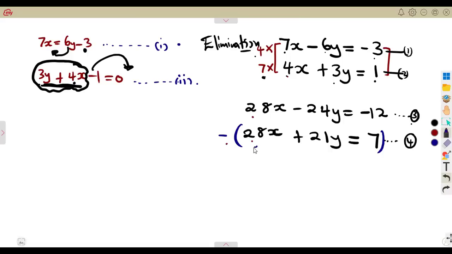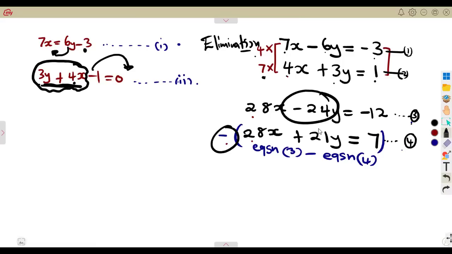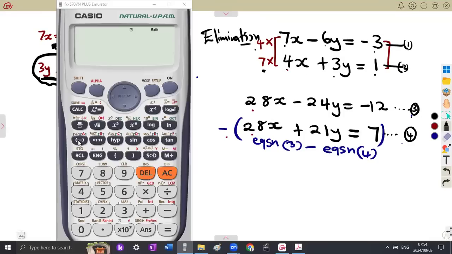So here we are subtracting. That will be equation 3 minus equation 4. So we are going to subtract. 28 minus 28, that's a 0. Minus 24 minus plus 21. We can even use our calculators there. That will be minus 45. Or you can just use your calculator like this. That is minus 24, minus this one for subtracting. But what are we subtracting? A positive 21. So subtracting a positive 21, guys, this will be minus 45.